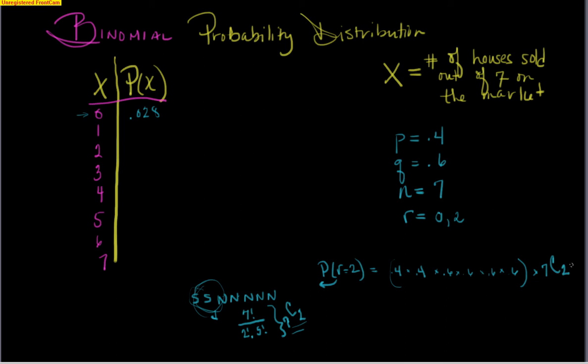And if you do that on your calculator, maybe you remember, you hit the number 7, and then you hit your probability button, find the nCr button, hit that, and then press the button 2 and equals, and you'll see that that equals 21.